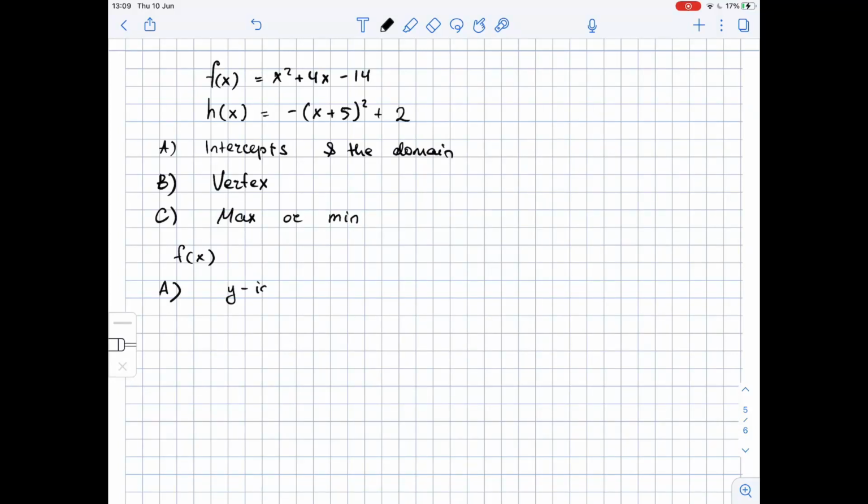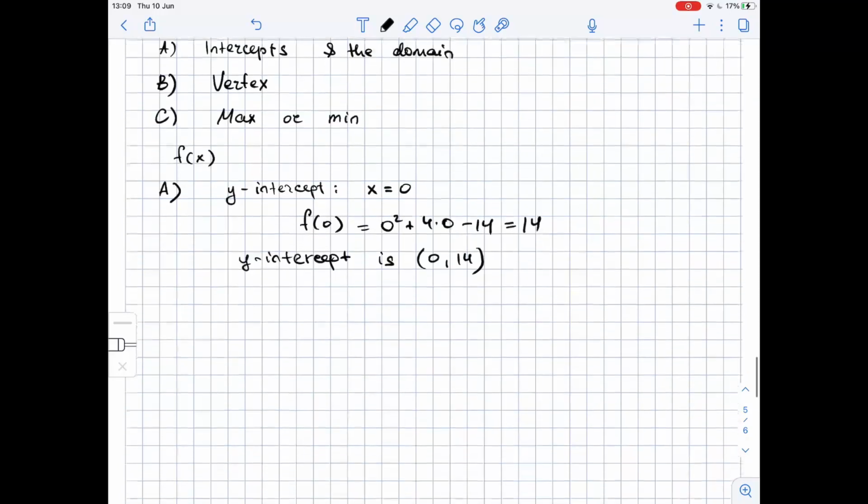So to find the y-intercept, we let x be 0. So we just substitute 0 for x in our function. So we find f of 0 equals 0 squared plus 4 times 0 minus 14, and this equals negative 14. So we get that the y-intercept is the point with coordinates 0 and negative 14.